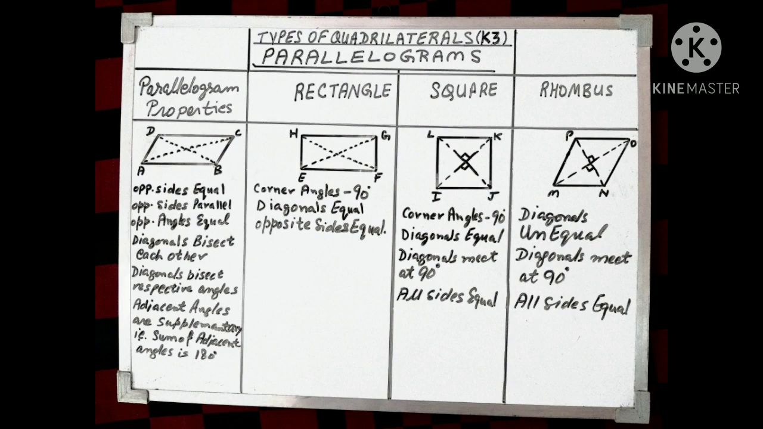opposite sides are equal, that is AB is equal to CD and AD is equal to BC. Opposite sides are parallel, that is AB is parallel to CD and AD is parallel to BC. Opposite angles are also equal, that is angle A will be equal to angle C and angle B will be equal to angle D, right?